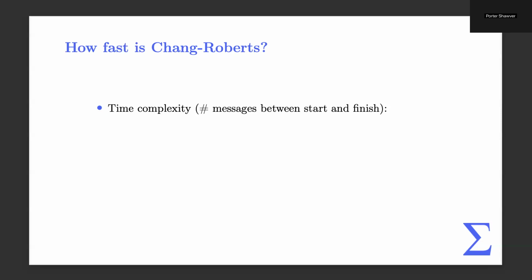Does anybody have an idea of what the time complexity of Chang-Roberts is? Yeah, O of n. What makes you say that? Because it goes around the chain once to get to the entire chain, so that would be n computers it would have to go through. Then going back would be another n, but the constant doesn't matter. Yeah, exactly.